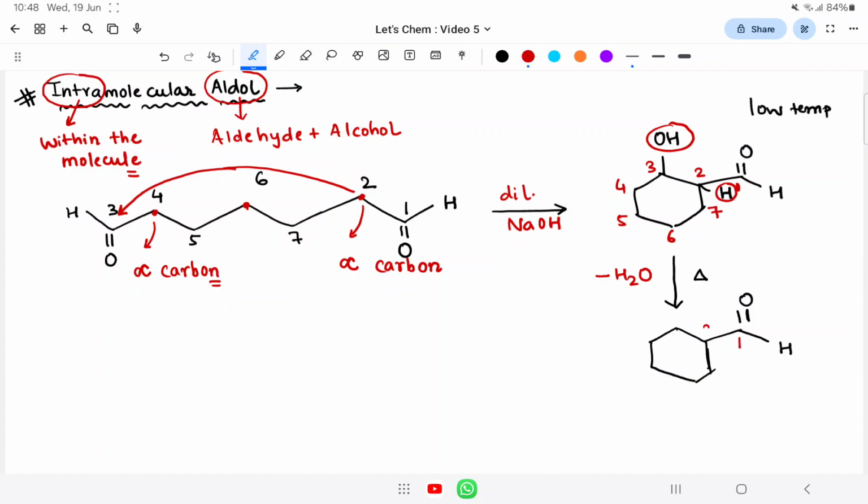So this is your 1, 2, 3, 4, 5, 6, 7, and here comes a pi bond. Now this is called the condensed product, or the aldol condensation. So at what temperature, guys? This product is there at high temperature. And this is the one which we got at low temperature. So I think both the products are okay with everyone.